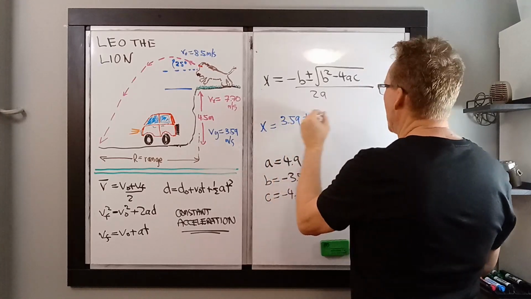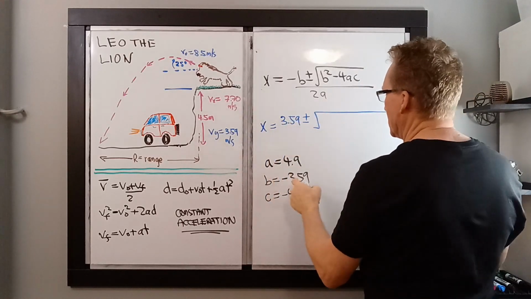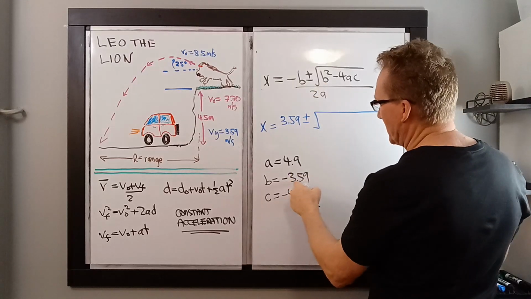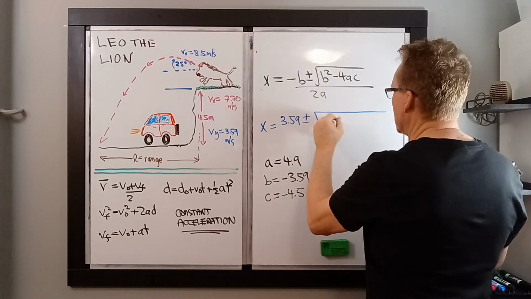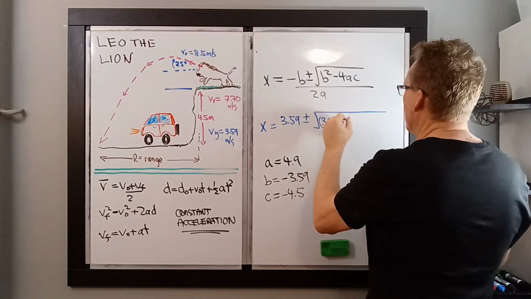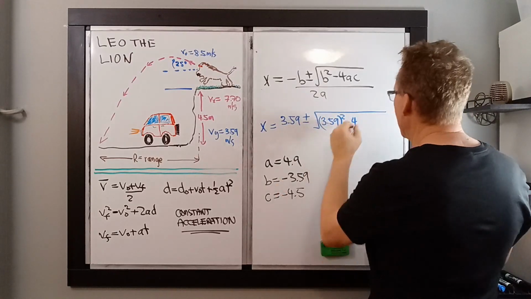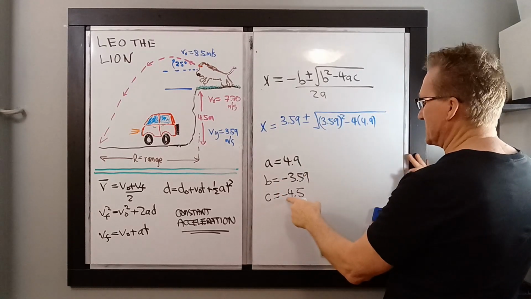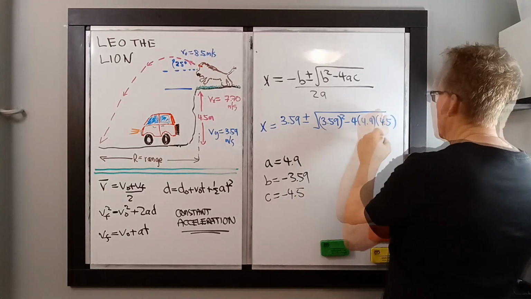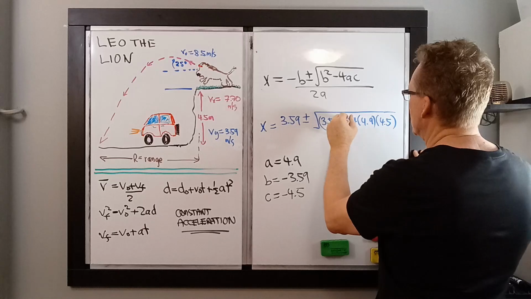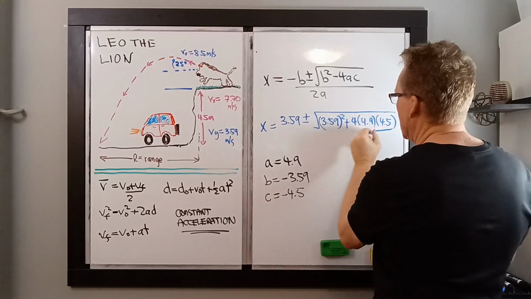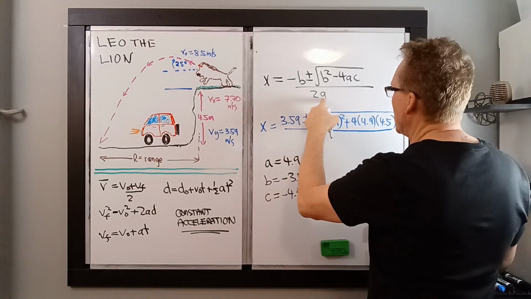And then it's going to be plus or minus the long radical again. B squared, it's a negative, but we're going to square it, so that kills the negative sign. 3.59 squared minus 4. A is 4.9. Hopefully you can see all this. And this is minus 4.5. So there's a minus sign here and a minus sign here. Those will cancel each other out and we're going to get plus. It's all divided by 2a.